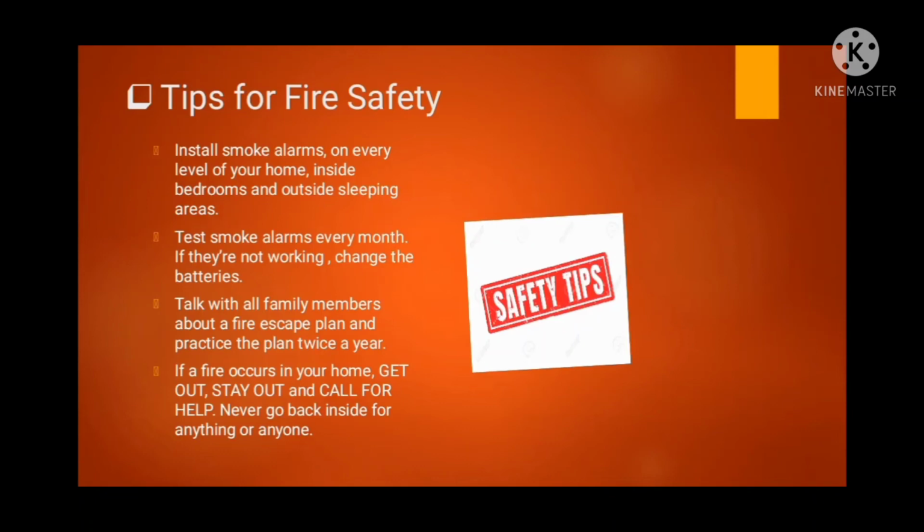And third is talk with all family members about a fire escape plan and practice the plan twice a year, just like we do for earthquakes. And lastly, if a fire occurs in your home, get out, stay out, and call for help. Never go back inside for anything or anyone.